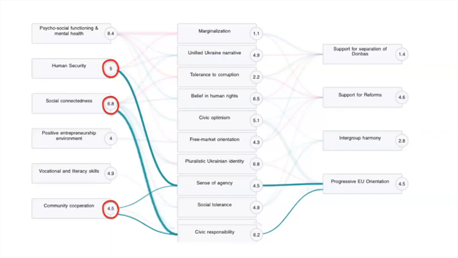The how is done through modeling and looking at these interrelationships between hundreds of indicators that SCORE measures and understanding the drivers. If we wanted to maintain sense of agency and civic responsibility, so civic duty, because it has been improved after the war, and we want to maintain it, we then look at the drivers of that. Human security, social connectedness, and community cooperation are the drivers where we need to work to make sure that these drivers and these factors are improving and maintained, and therefore we can maintain it on the sense of agency and civic responsibility level.